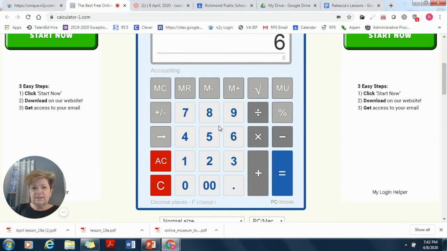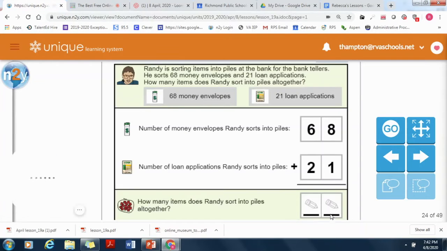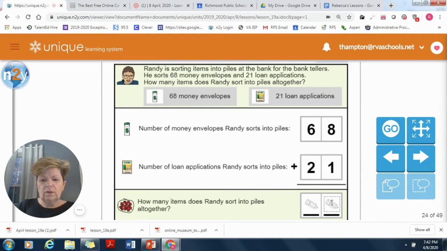And then, of course, we can always check on our calculator, clear off our number, and we have 68 plus 21 equals 89. Very good. We put in 9 and 8. Excellent.